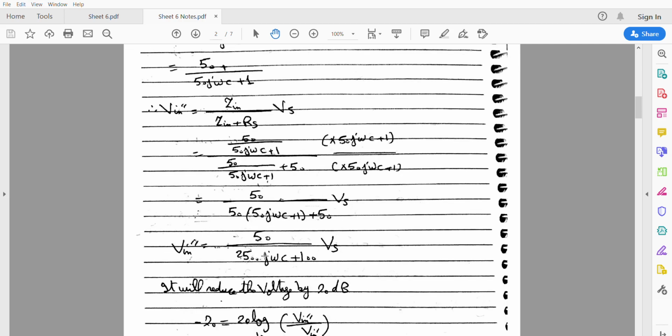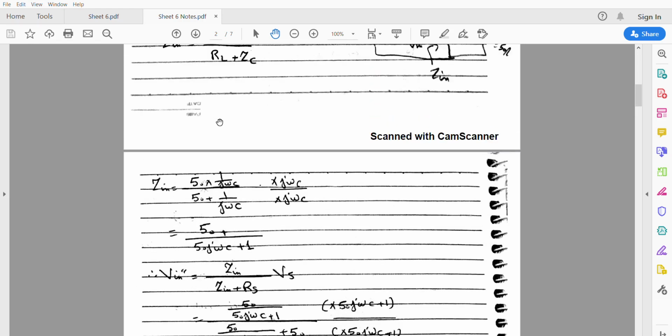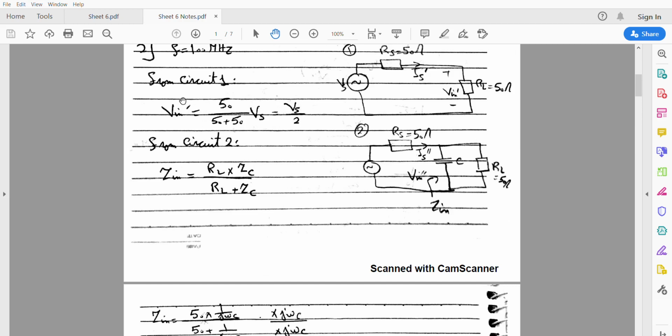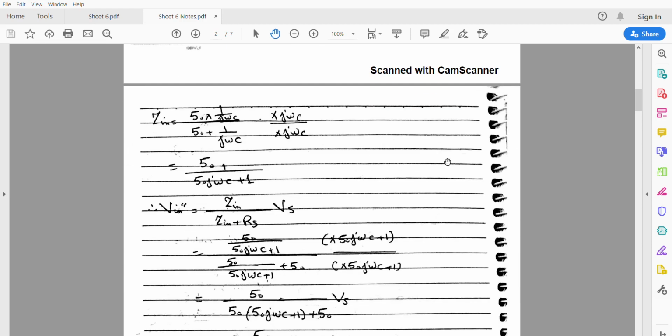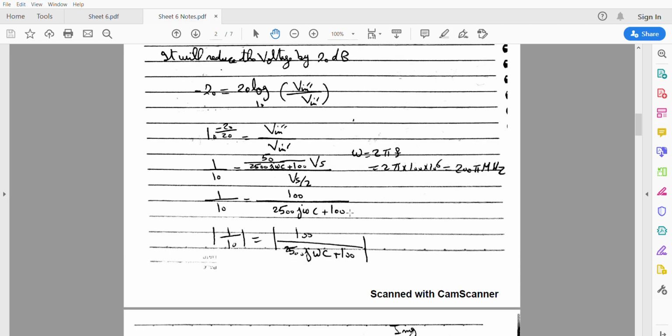to this value. So it is given that the capacitor, when placed parallel to the load resistance, will reduce the voltage by 20 dB. Then it will reduce, so the value becomes negative 20. And we found a relation between V input double dash and V input dash from the two different circuits: V input dash from this circuit and V input double dash from this circuit after adding the capacitor. So now we need to find the value of this capacitor.